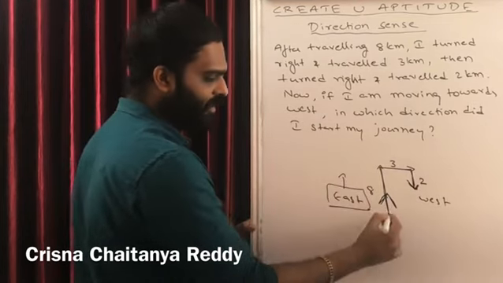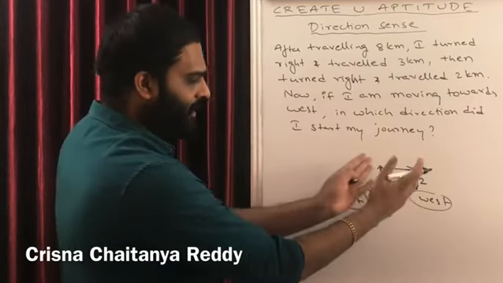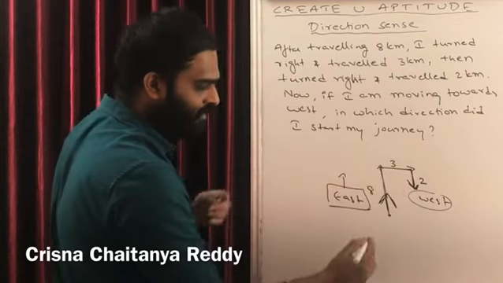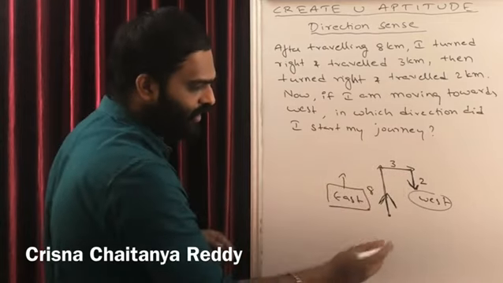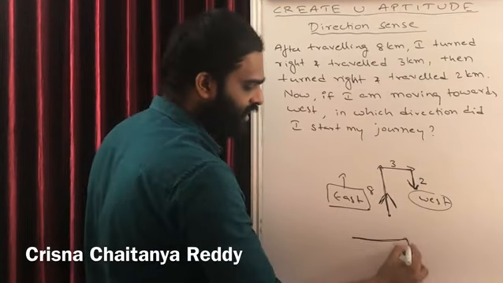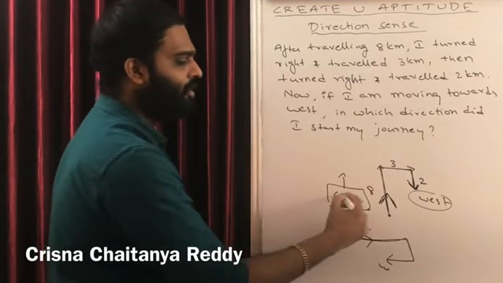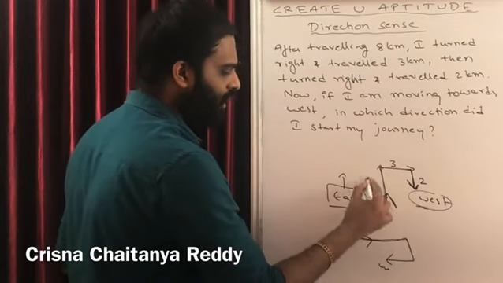Because I didn't know, I started in this way, later realized that this is west, so this has to be east. If I turn this completely, then this becomes this direction. So this is how the journey happened. This is east and this is west. So that is how you have to answer. If this is west, this will be east.